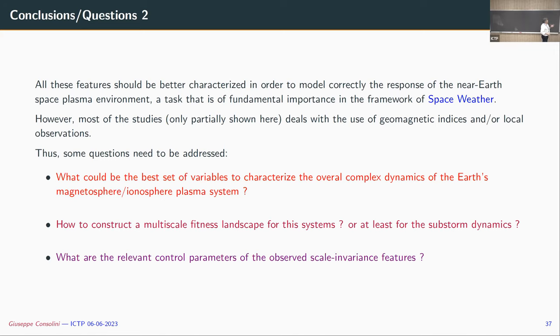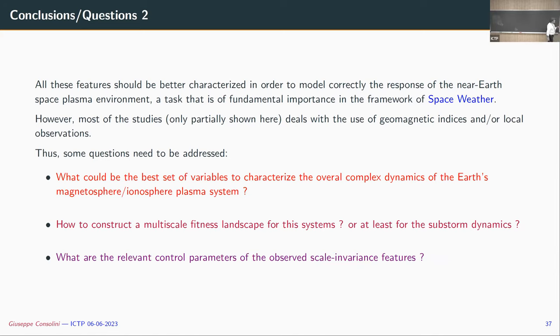So in order to model and forecast the overall dynamics of this plasma system, we need to identify the best set of variables, because most of the studies have been done using geomagnetic indices or by observing the fluctuations of the magnetic field and velocity field and other plasma dynamics locally, but not globally.